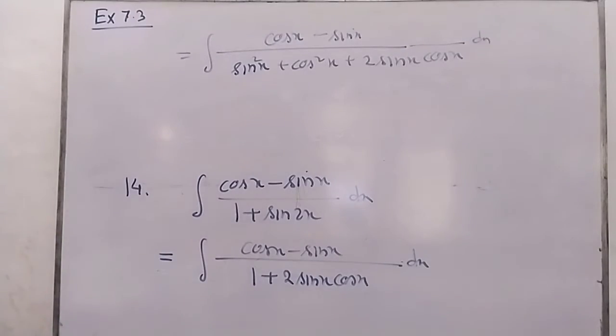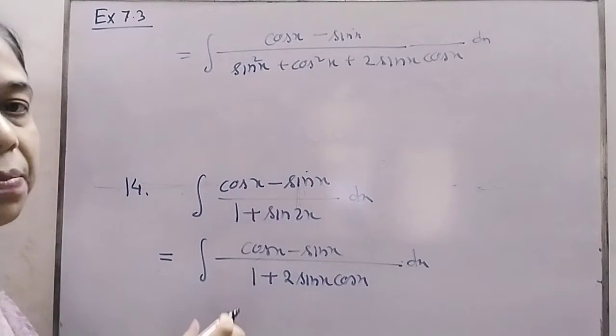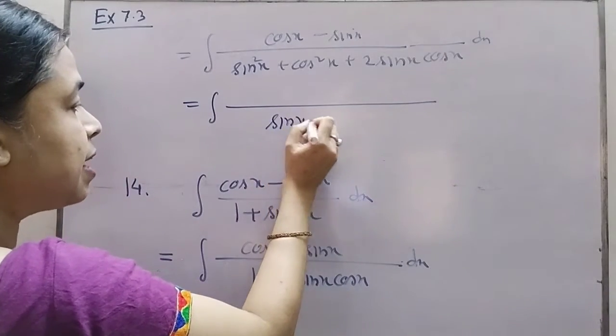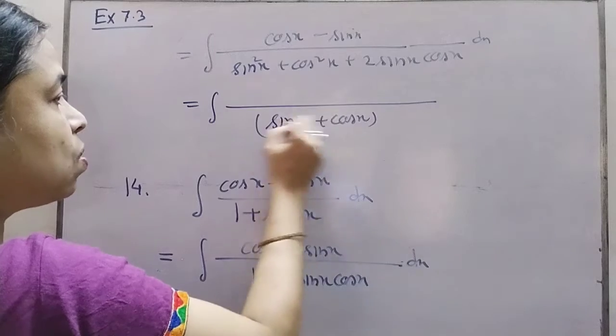Okay. Now what am I going to do? You see the denominator is in the form a square plus b square plus 2ab, which can be written as a plus b whole square. That is sin x plus cos x whole square.